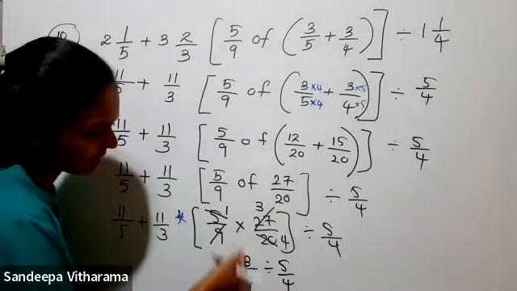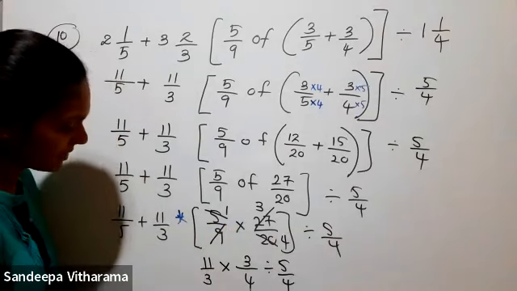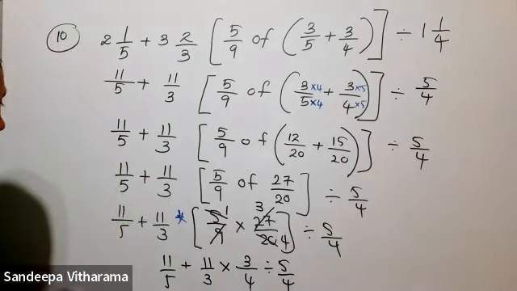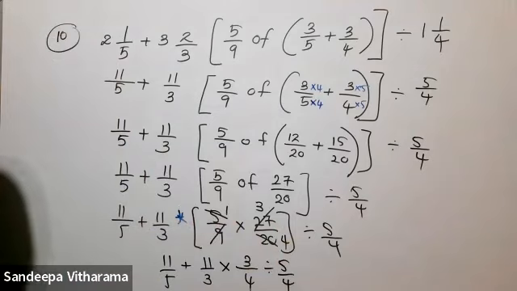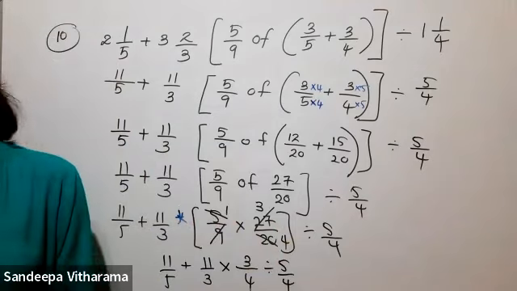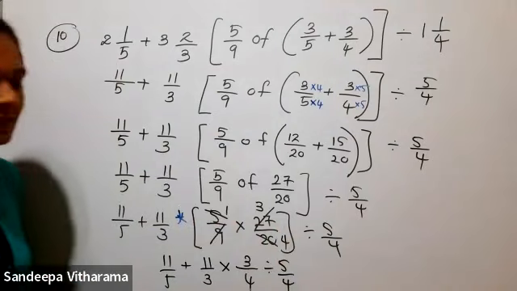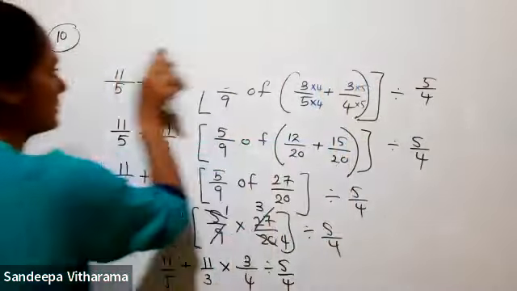Now what was inside the bracket became 3 upon 4. Here comes 11 upon 3, 11 upon 5. It is addition, multiplication, division. What do we do first? Yes? Division. Yes, we have to do the division. Yes.